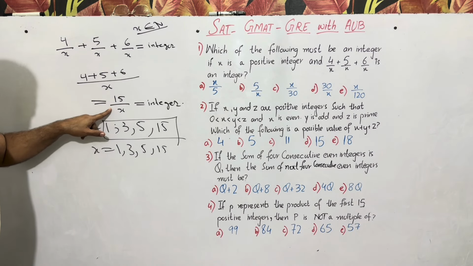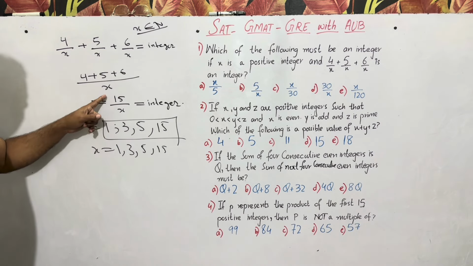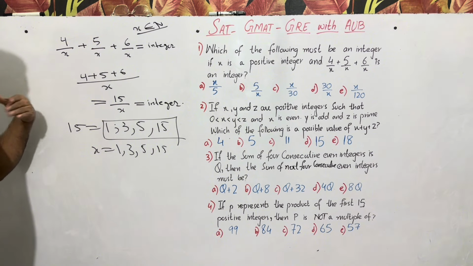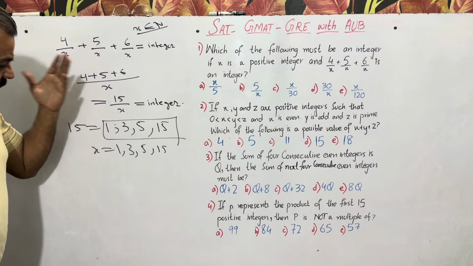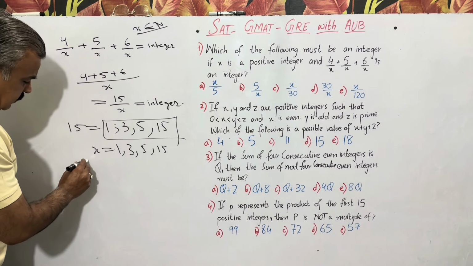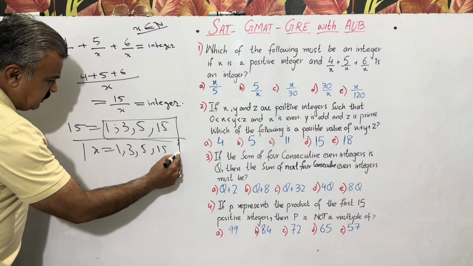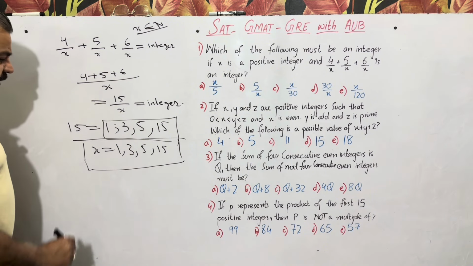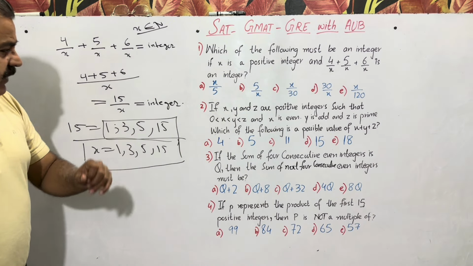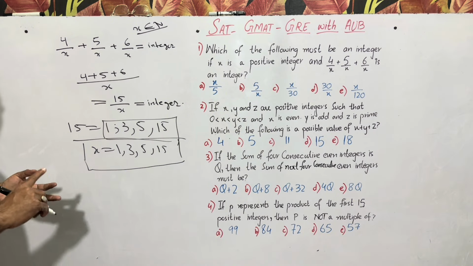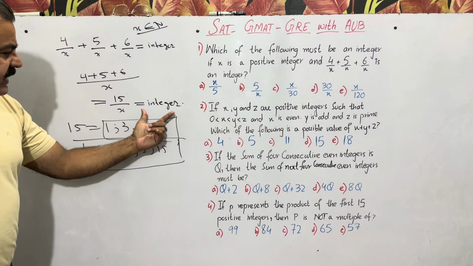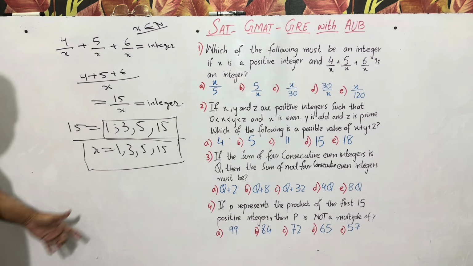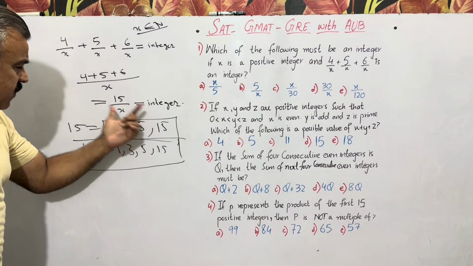How? 15 over 1, it is an integer. 15 divided by 3, the result is 5, it is also an integer. 15 divided by 5, it is also an integer. 15 divided by 15, it is also an integer. So these are the possible values of x: 1, 3, 5 and 15, because 15 over x is an integer. That is the restriction. We have to work within it.